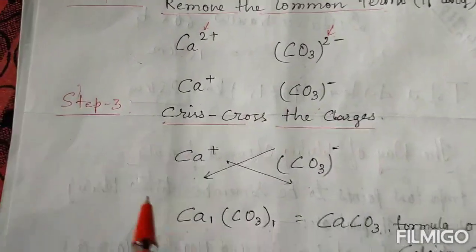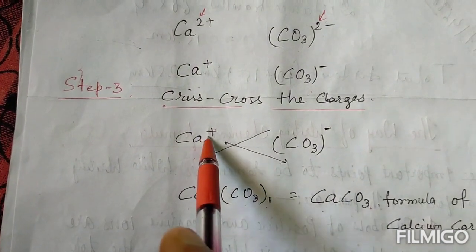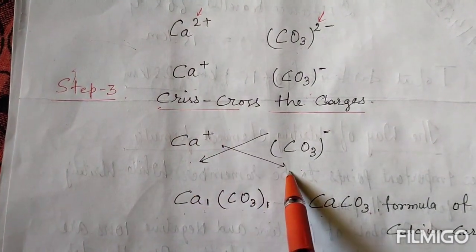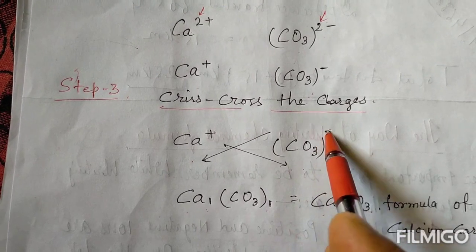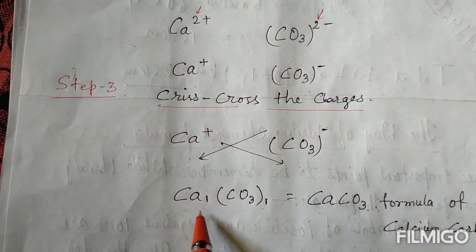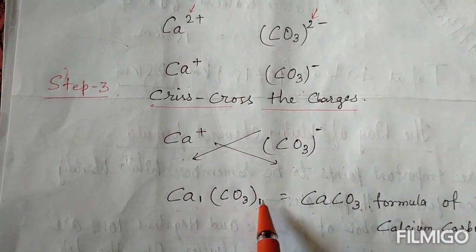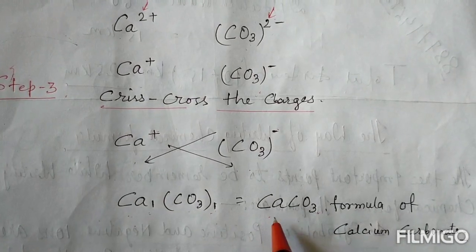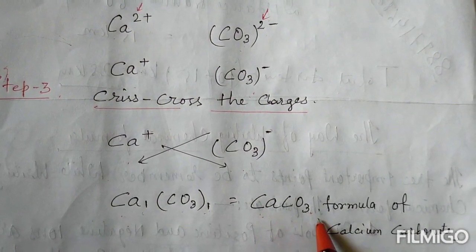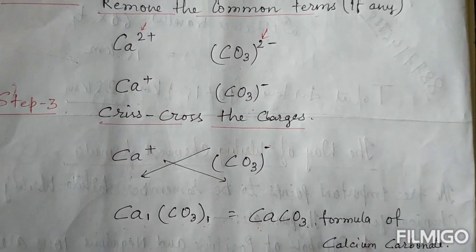Step 3, crisscross the charges, that is Ca plus 1 will come at bottom right of CO3, CO3 minus 1 will come at bottom right of Ca, that is Ca1CO31. Now we will remove 1 and we will write CaCO3. So this is the formula of calcium carbonate.